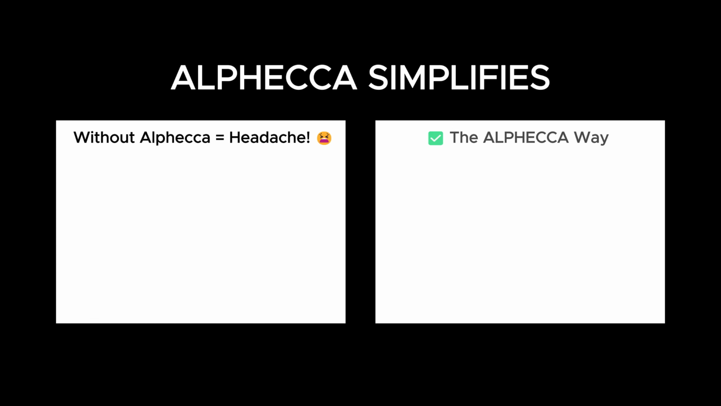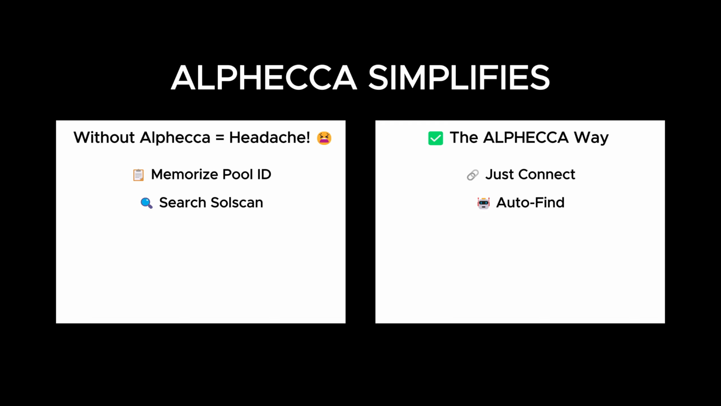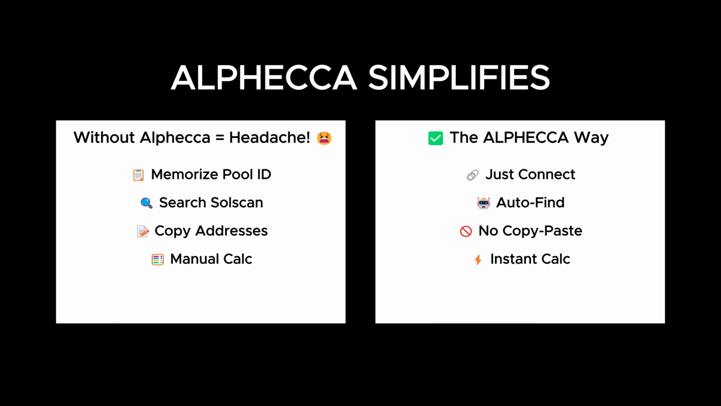Alphecca simplifies the process. No need to memorize complex pool IDs or contract addresses. Just connect your wallet, and we automatically discover all your LP tokens, show real-time pool status, and calculate your expected returns instantly. No more searching through Solscan or copying addresses. Everything's right here.